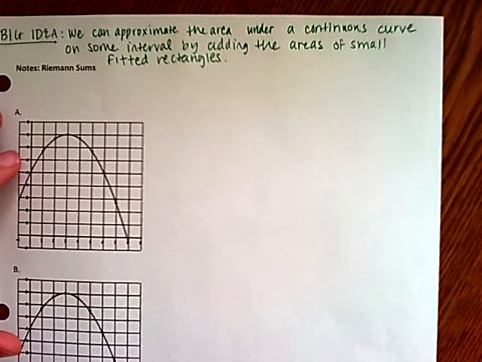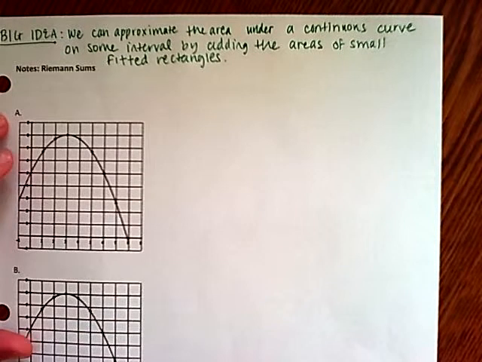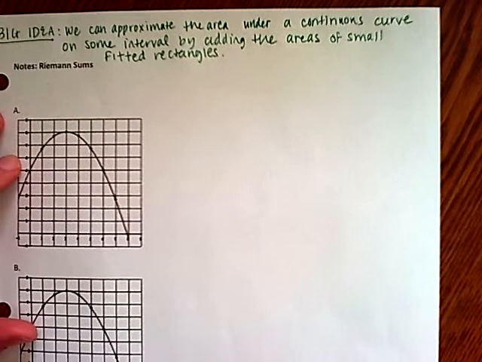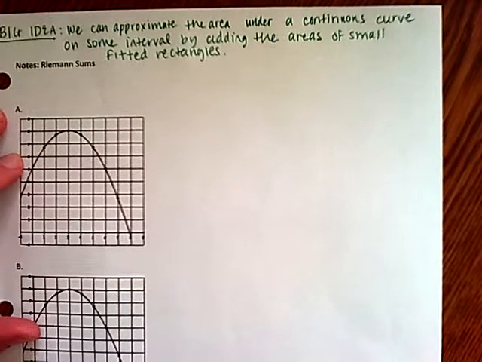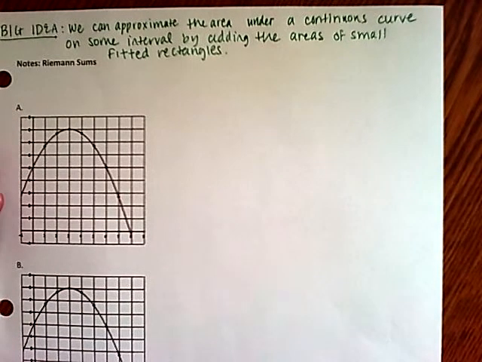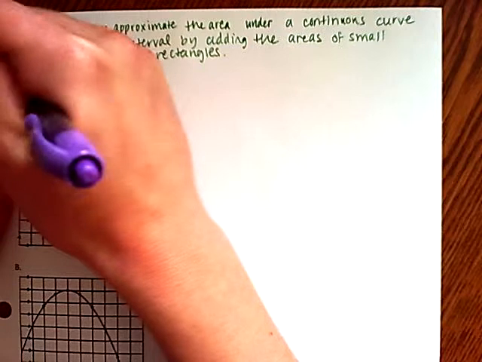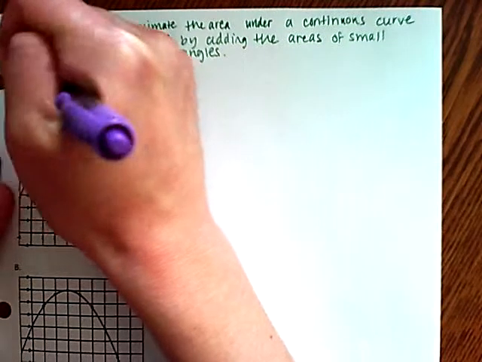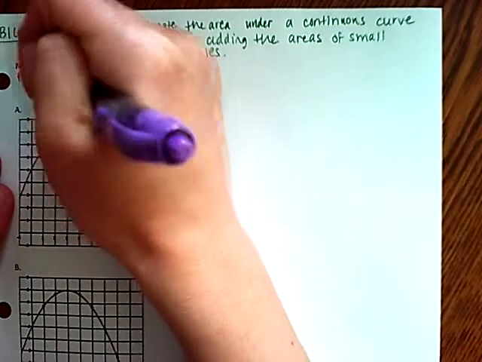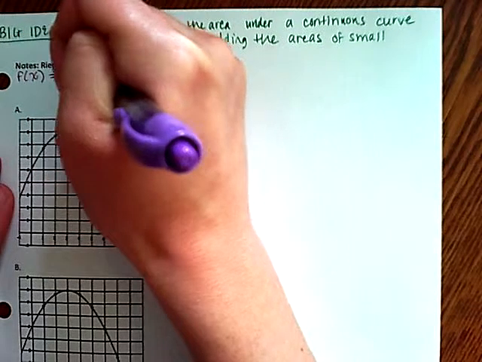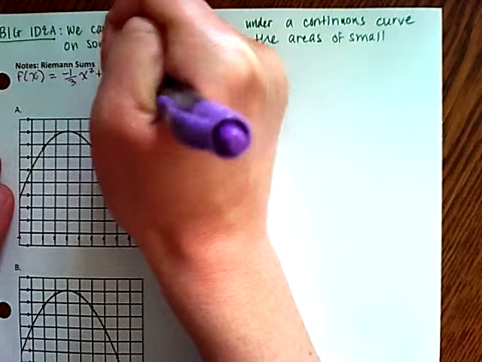We started by looking at this in terms of velocity functions, the area under a velocity curve meaning the displacement or a change in position, but we're generalizing now to any function. How can we calculate the area under the curve? We're going to start with the function f of x, and we're going to use the same function every single time. The formula is f of x equals 1/3 x squared plus 2x plus 5.